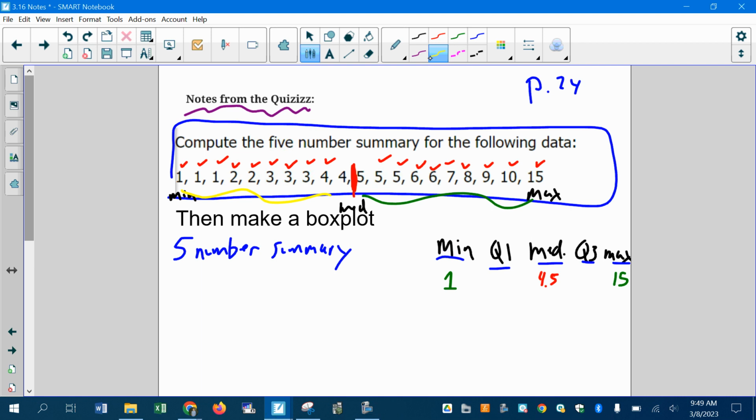I'm going to chop it in half by finding the median of the lower half. So I'm going to look at this lower half, the yellow part, and I'm going to find the median. Cross, cross. It's right in between 2 and 3, so it's 2.5. I'm going to do the same thing on the upper half. It's right in between 6 and 7, so it's 6.5.